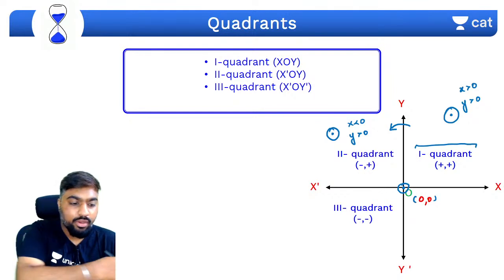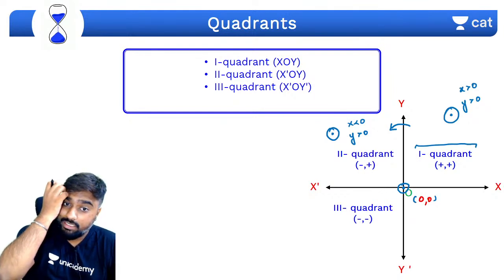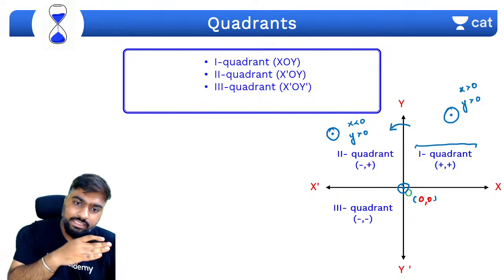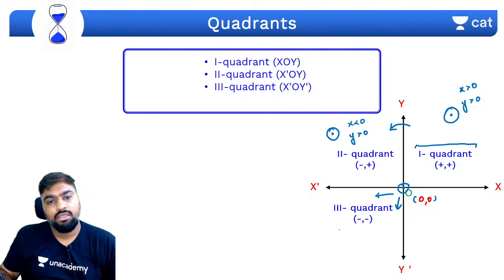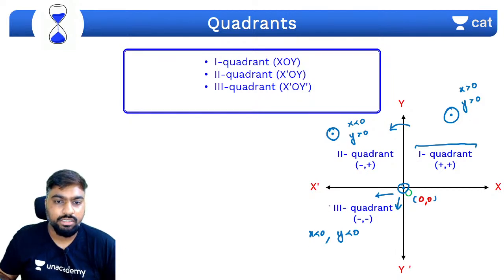So if you place a point anywhere in the third quadrant, it lies to the left of origin and below origin, right? Origin के left में भी होगा और origin के नीचे भी होगा. So here both y and x will be negative. This is called your third quadrant.